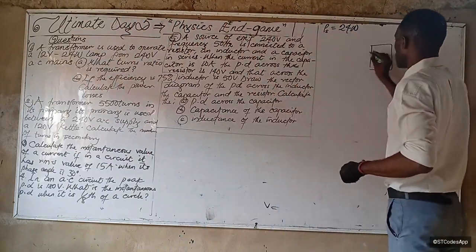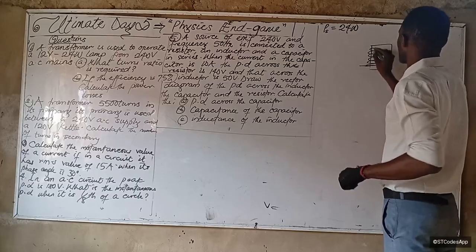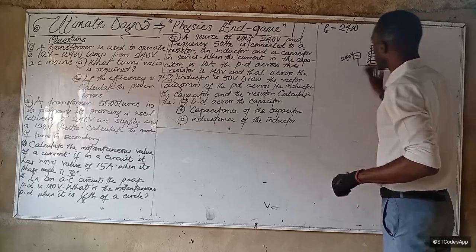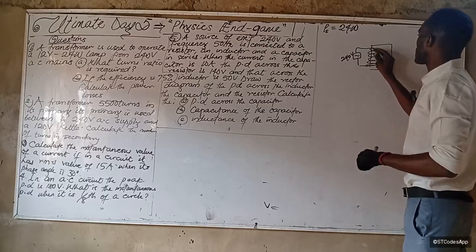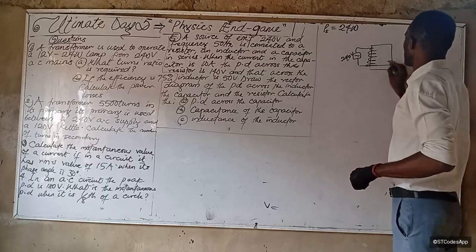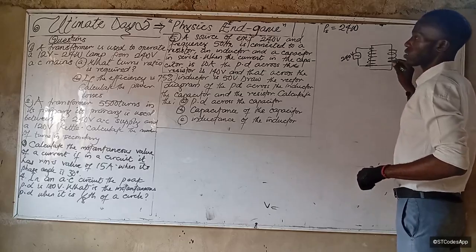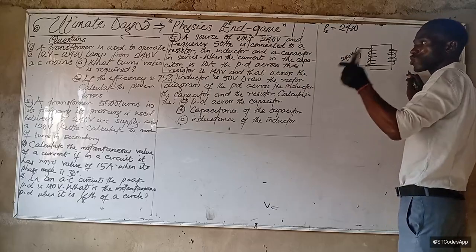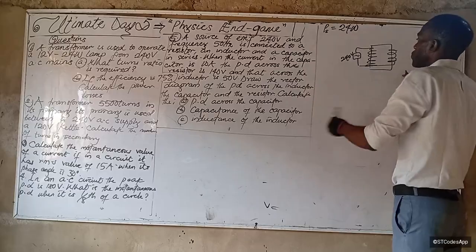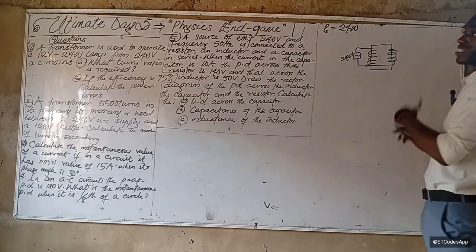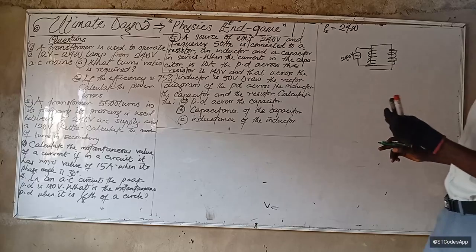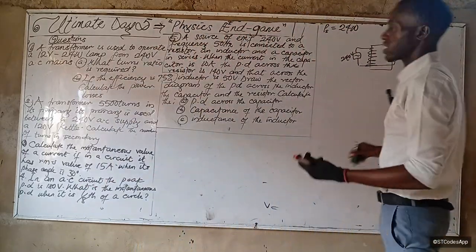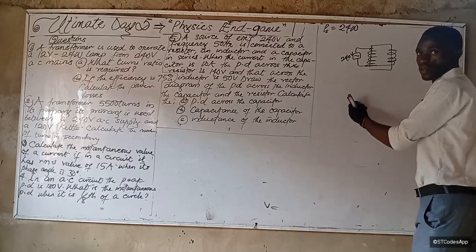I have my transformer like this. It's drawing from 240 volts mains, and given to a 12 volts lamp. Is that okay? Now, what turns ratio is required? We don't know whether it's a step down or a step up. Of course, in this case, it is a step down. Do you understand now?